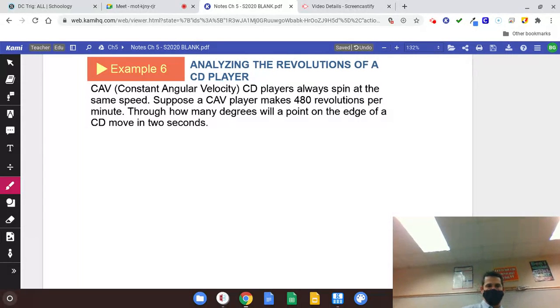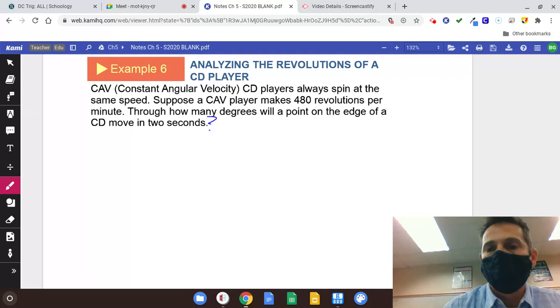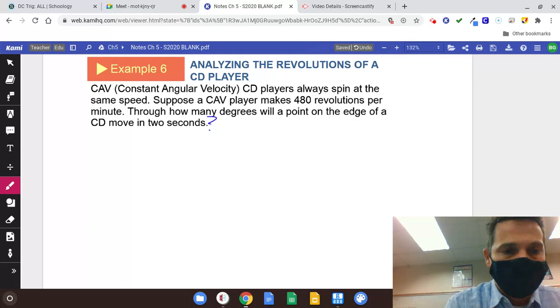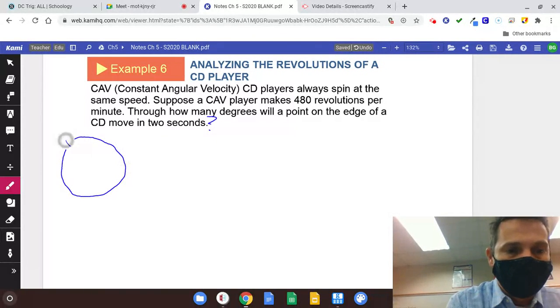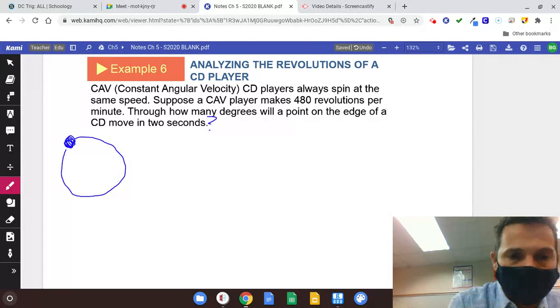Number 6 is a conversion problem. It says CD players always spin at the same speed. Suppose a CD player makes 480 revolutions per minute. Through how many degrees will a point on the edge of a CD move in 2 seconds? Question mark. Okay. So, what? CDs are a circle, and you've got some point on the edge. Okay. And so it says we start with 480 revolutions per minute.